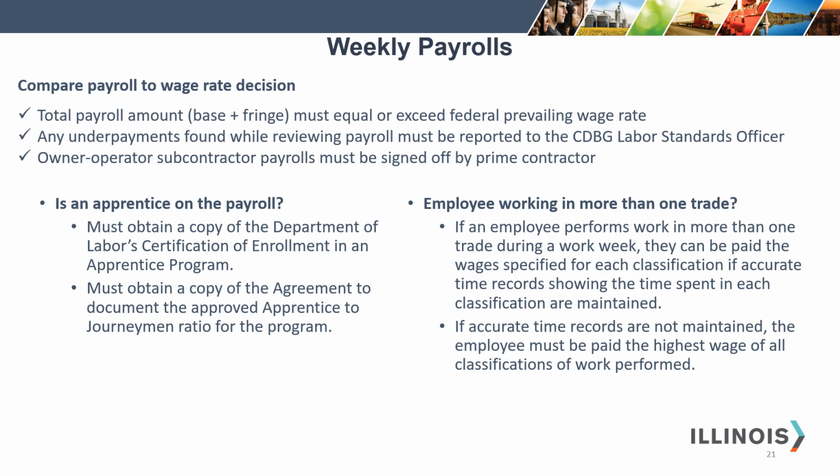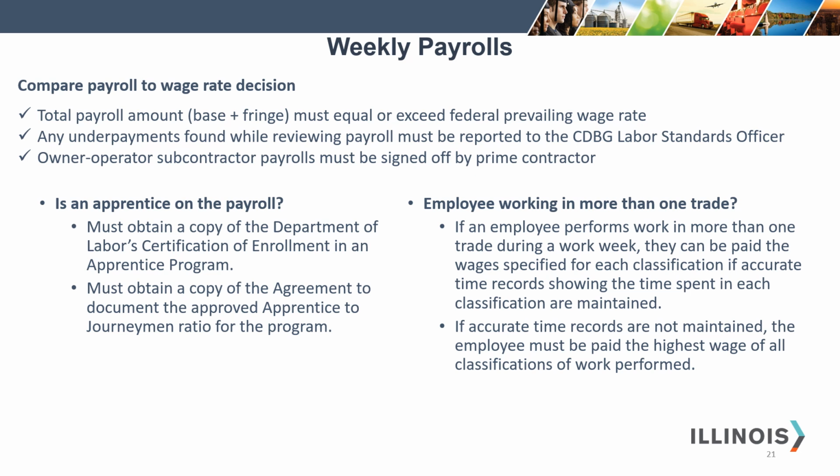You should compare the payroll to the wage rate determination. The total payroll amount, which is the base plus fringe, must equal or exceed the prevailing wage rate. Any underpayments found while reviewing the payroll must be reported to the Labor Standards Officer. An owner-operator subcontractor cannot certify his own payroll. The payroll must be signed off by the prime contractor.